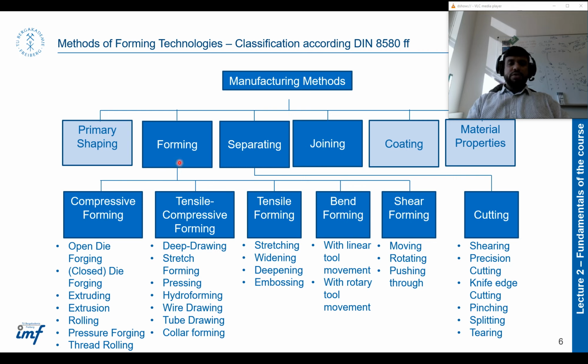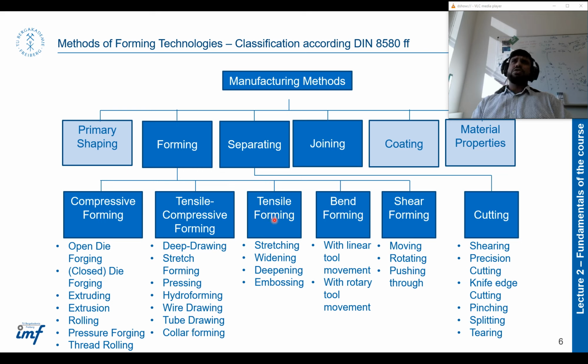So the forming processes can be classified in the form of compressive forming, where we are applying compressive load. These are the subcategories related to that. Then the forming processes can be classified based on the tensile compressive forming, where they are applied on certain different sections of the material, or they are applied simultaneously at different places. So deep drawing is one of the major types of forming here, and then we have other forming operations related to this category. And then there are tensile forming.